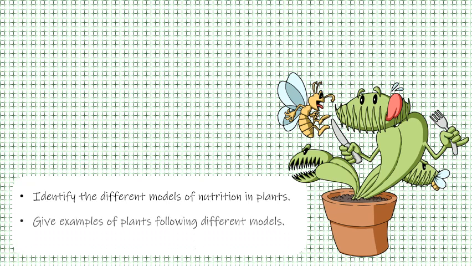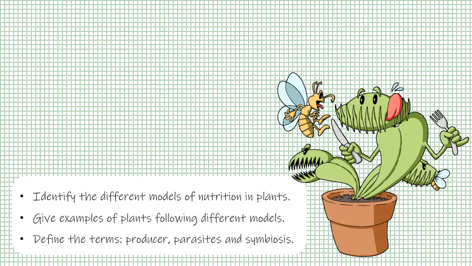In this lesson, we identified the different models of nutrition in plants. We said that we have plants that are producers, they produce their own food, they are green plants. We have symbiotic plants. We have mutualistic plants that help each other, or commensalistic plants that get their needs from other organisms without harming or helping them. Parasitic plants that harm other organisms. And we have carnivorous plants that feed on animals.